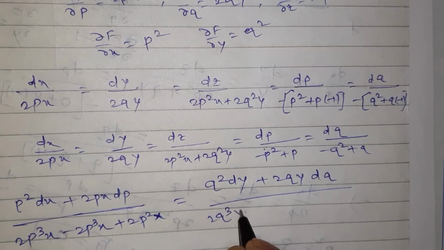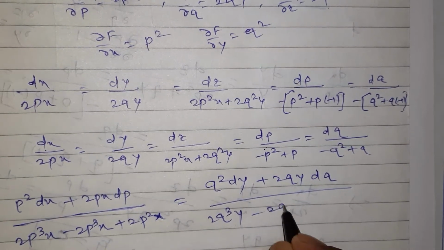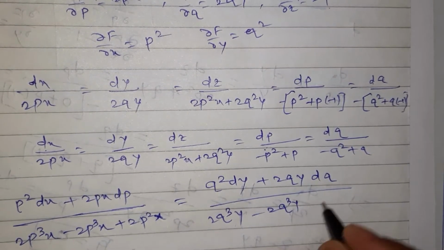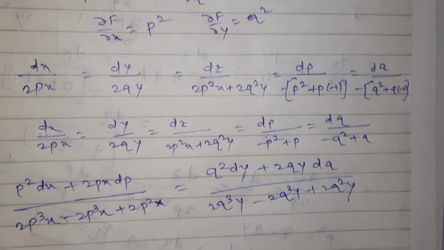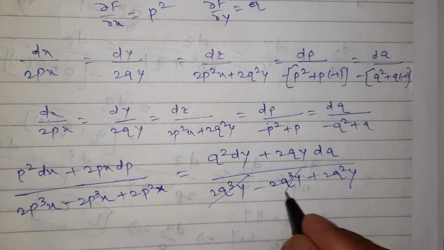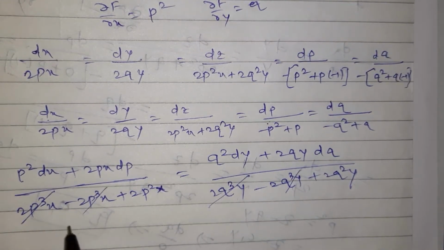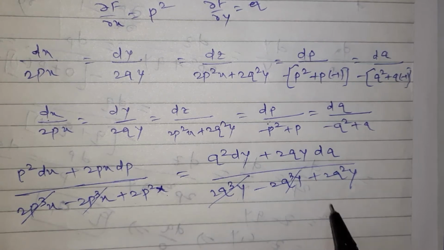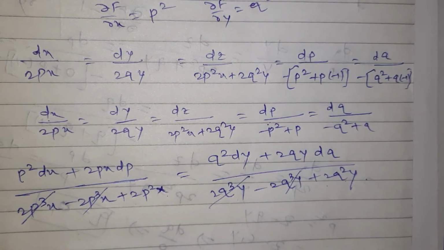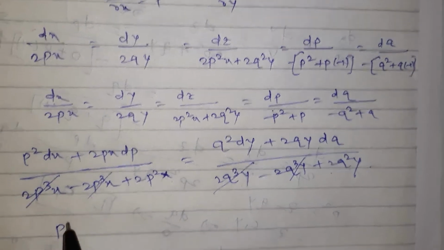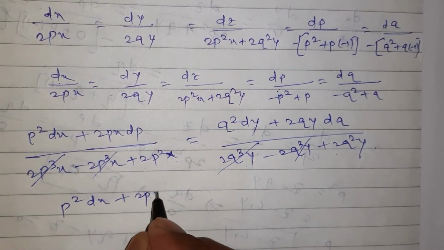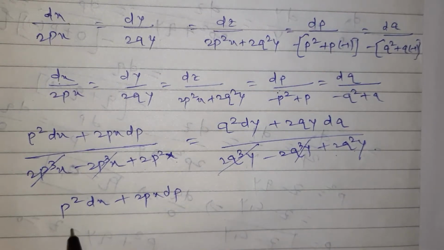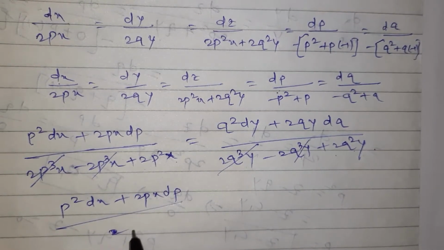2q³y − 2q³y + 2q²y. Understood it? So this term gets cancelled. Same way, 2p³x gets cancelled. What remains? Only 2p²x and 2q²y. The 2 gets cancelled. So what do I get? Yes, p² dx plus 2px dp upon 2 gets cancelled.